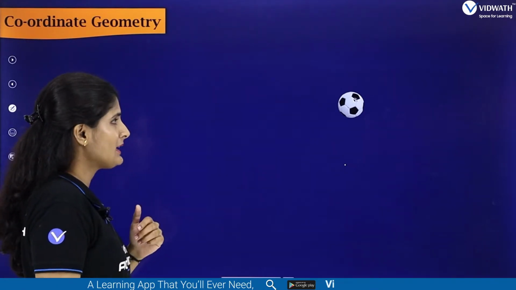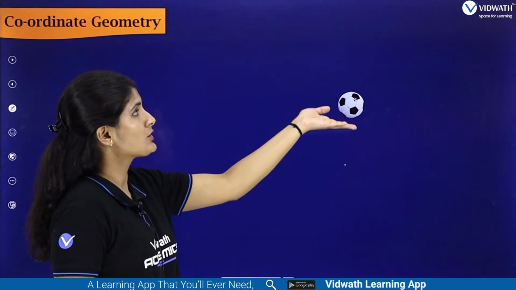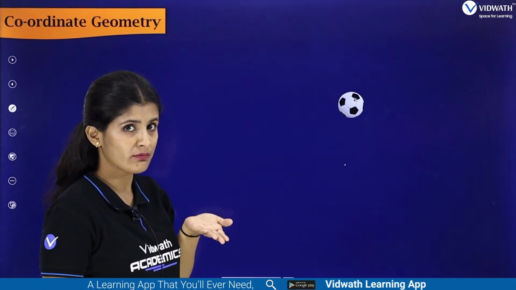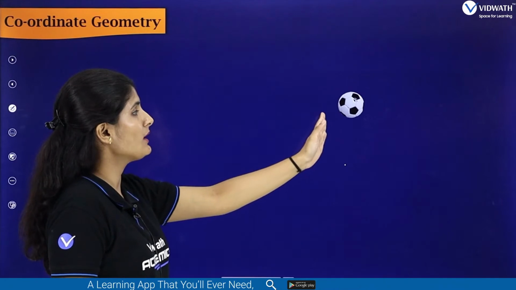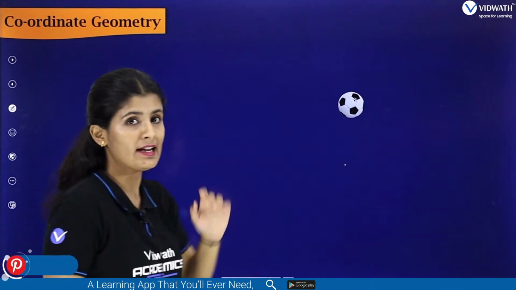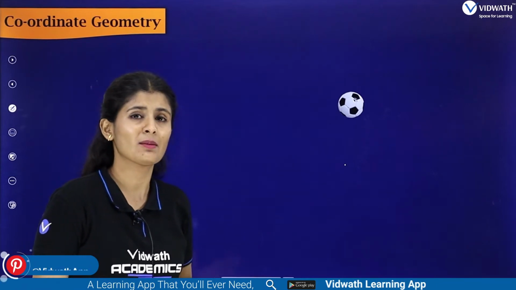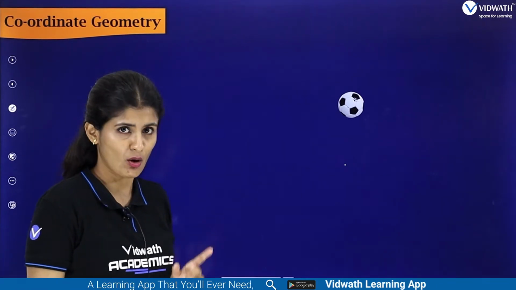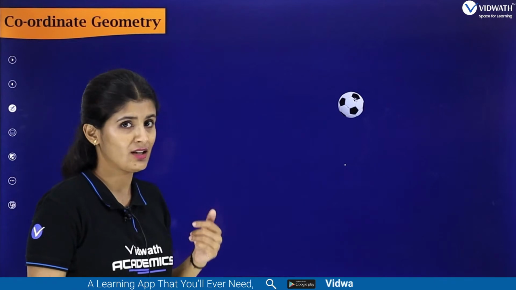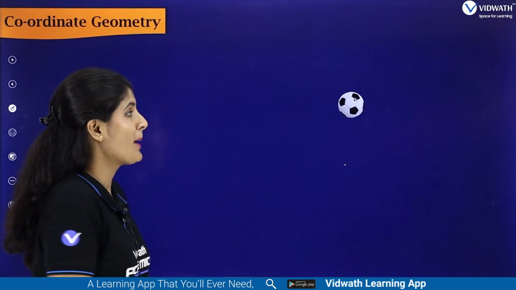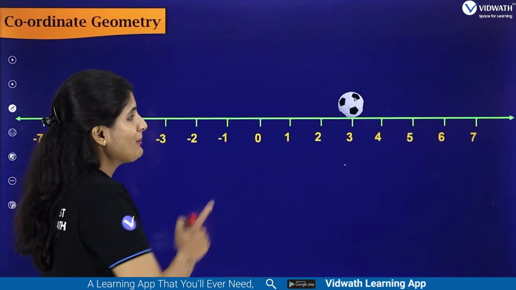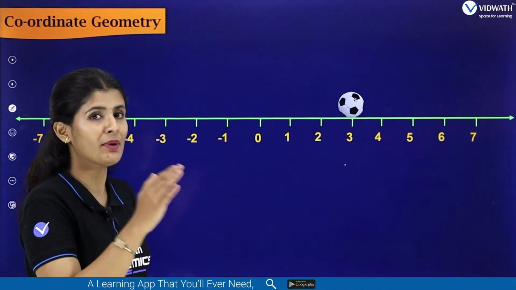You could probably tell me that the ball is closer to the upper end of the board, or the ball is closer to the right side of the board. But that is it. Can you tell me the exact location of the ball on this board or the screen? You cannot, can you? But what if I place the ball on a number line?